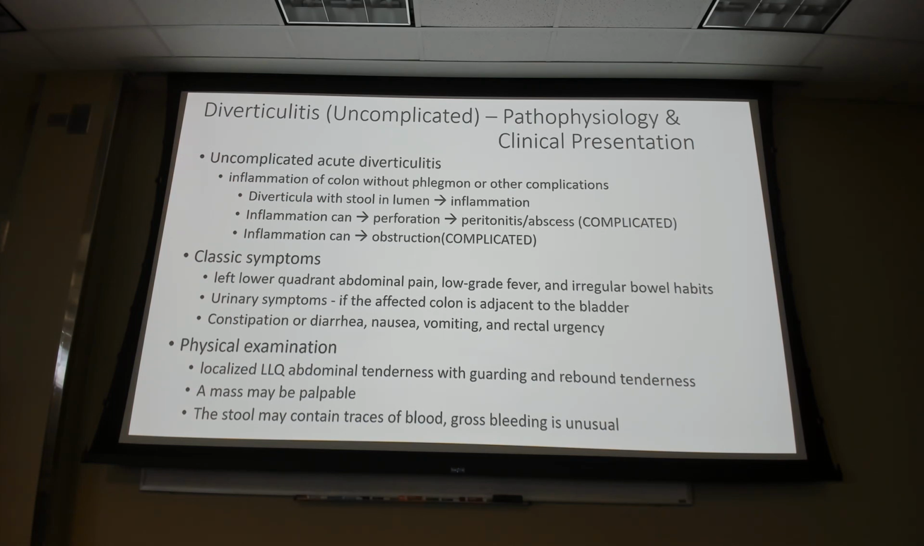Depending on where it's located, they could have some urinary symptoms on top of that, but typically localized left lower quadrant tenderness on your exam. They may have guarding or rebound tenderness. And sometimes you can feel a mass, sometimes you can't. And then typically when we get that rectal exam, we want to check for any bleeding as well. But typically the bleeding is associated with diverticulosis and not diverticulitis, but there can be some microscopic bleeding where there are traces of blood.